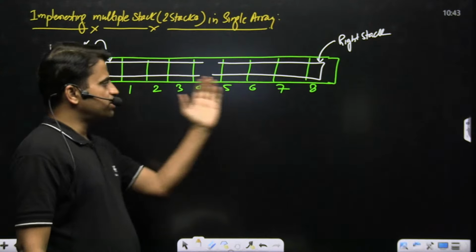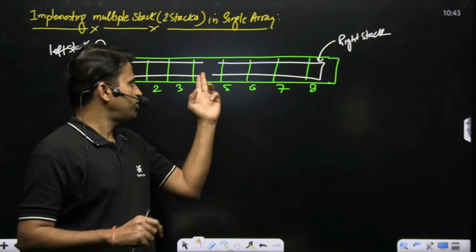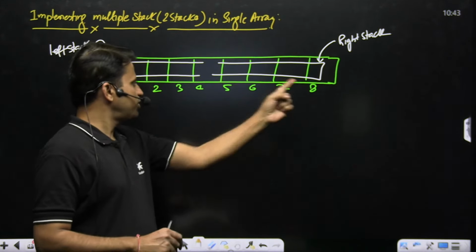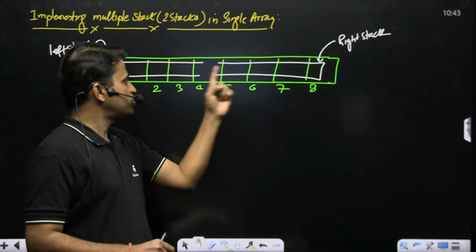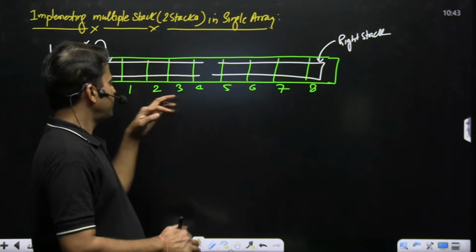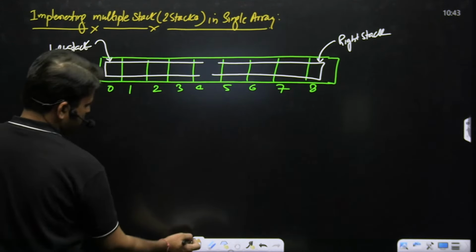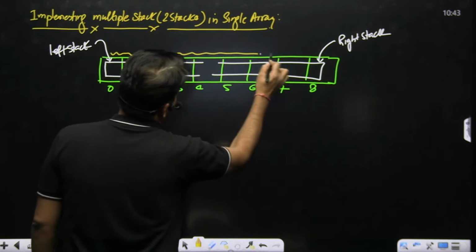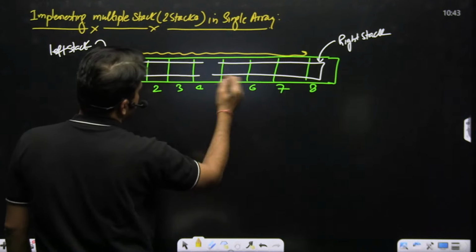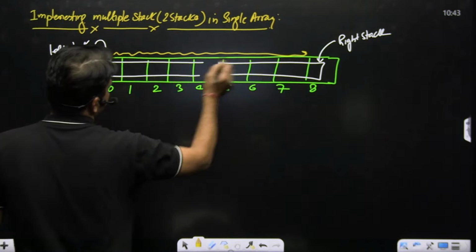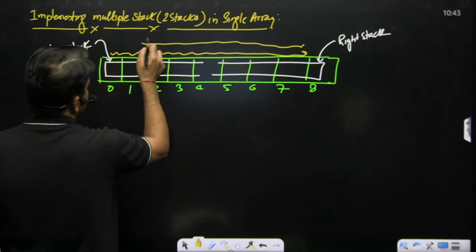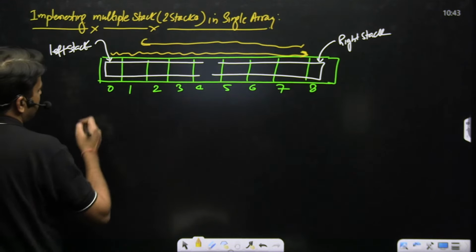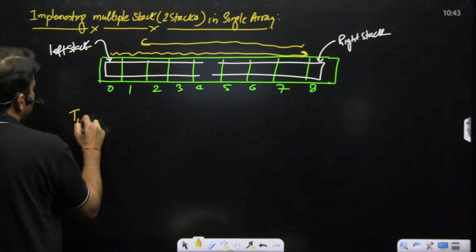Sir, both are growing in opposite direction. There is no fixed boundary here. Sir, if the left stack increases up to here, the right stack increases up to here. There is no fixed boundary, no fixed partition, right? So the left stack goes from here up to last. Similarly, sir, the right stack goes to here. Sir, no problem at all. There is no fixed boundary. Understood, student? Okay.